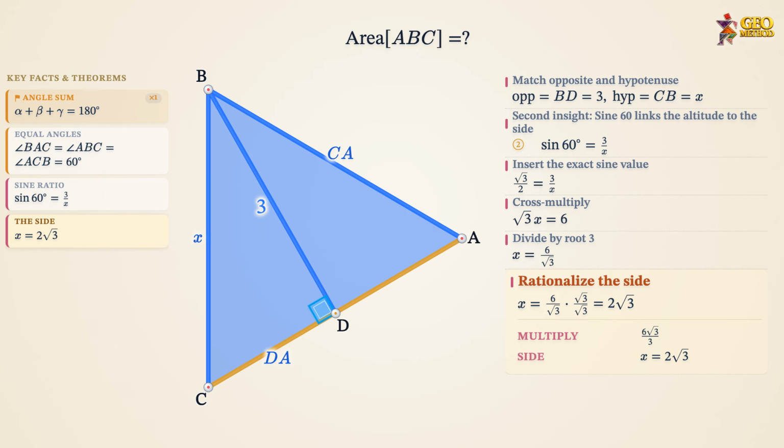Multiplying top and bottom by root 3 turns the denominator into 3 and the numerator into 6 root 3. 6 root 3 over 3 simplifies to 2 root 3. So each side of the equilateral triangle is 2 root 3.